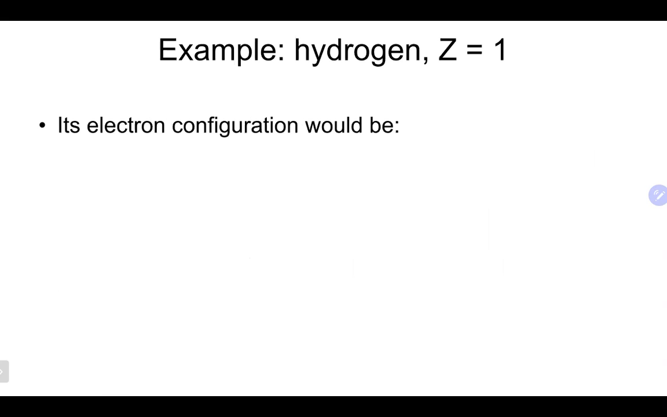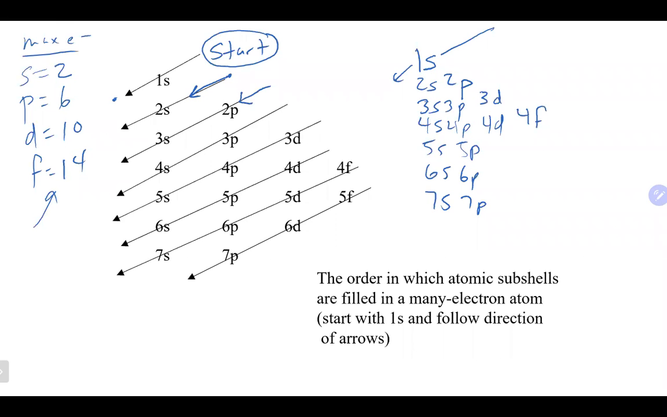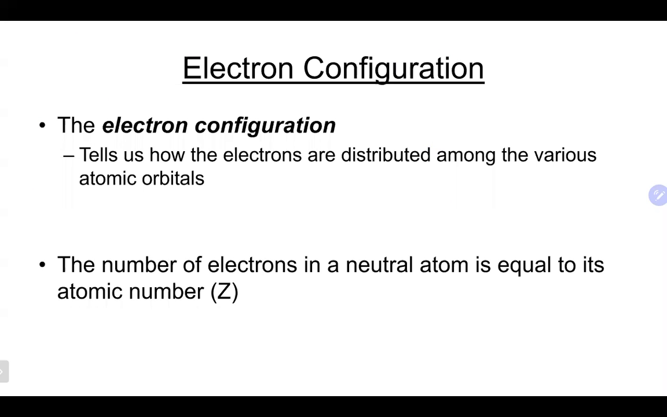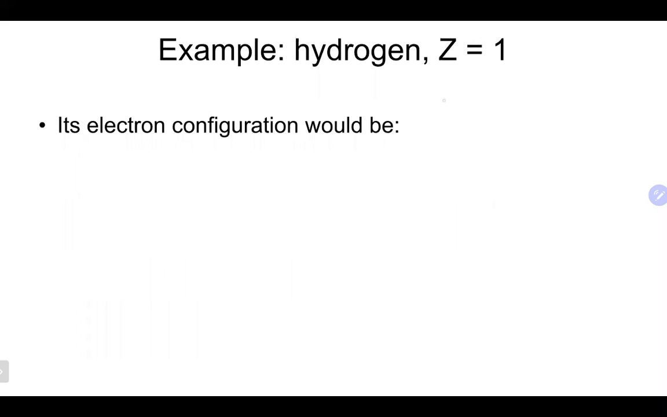So let us do our electron configuration here. We're going to start with hydrogen. And again, we're going to go back to our list here. We're going to start up here, and that is going to take us to 1s. If we do that, the electron configuration for hydrogen, which has one electron, would be 1s1. And that's how it's worded, 1s1.